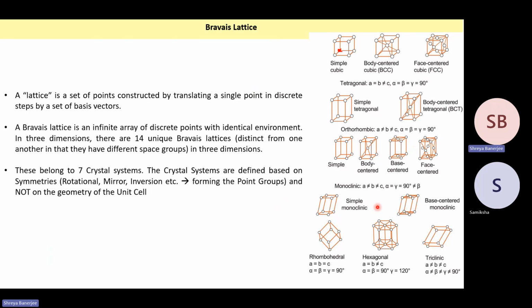Then in monoclinic, A, B, C are unequal and 2 of the angles are 90, but the third angle is not 90. So slowly you can see symmetry is being lost.